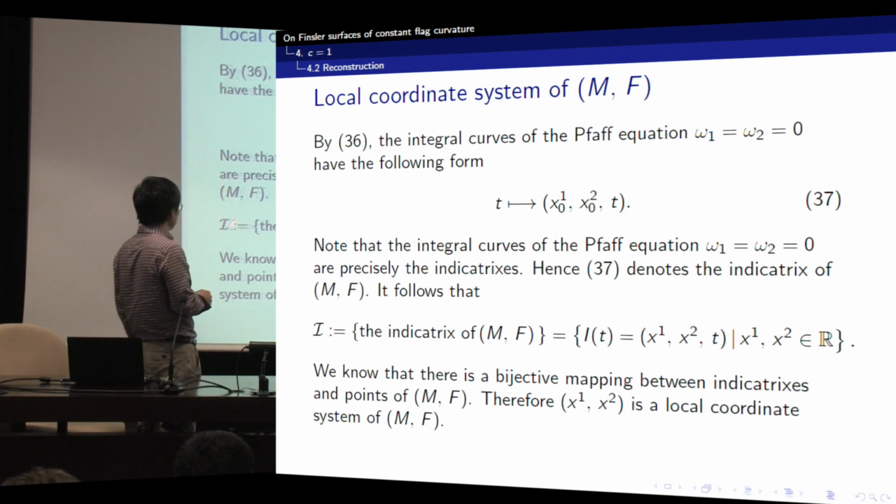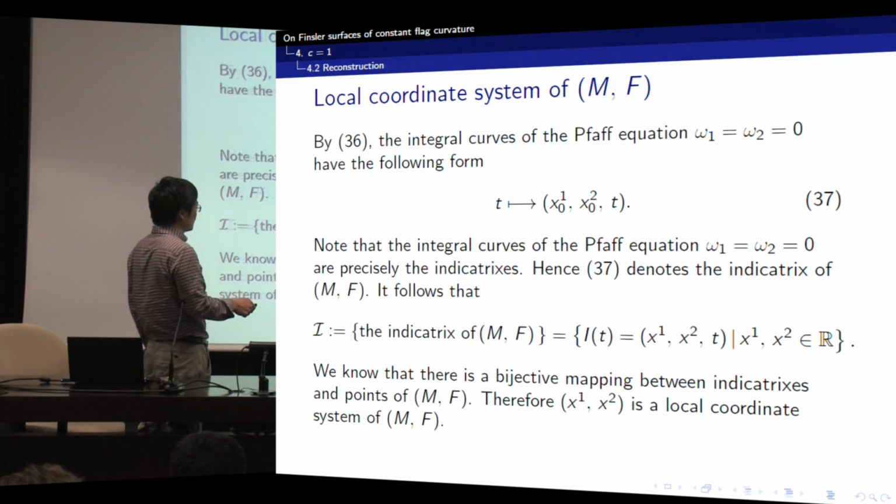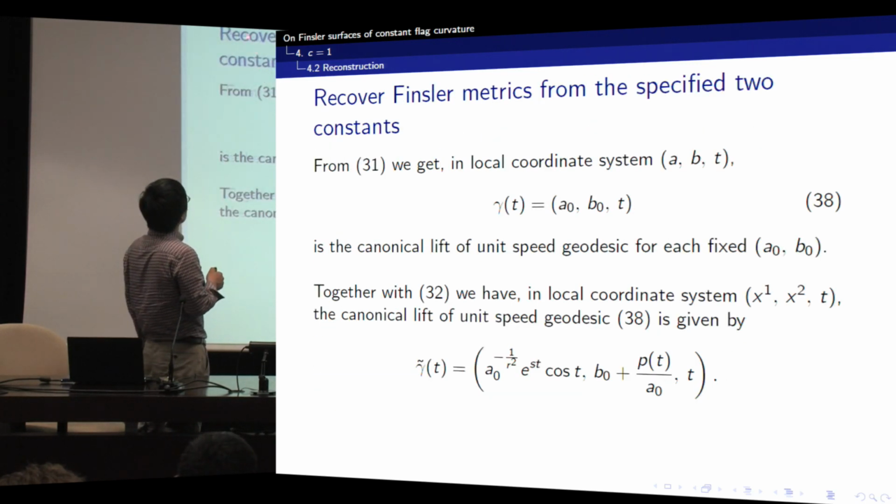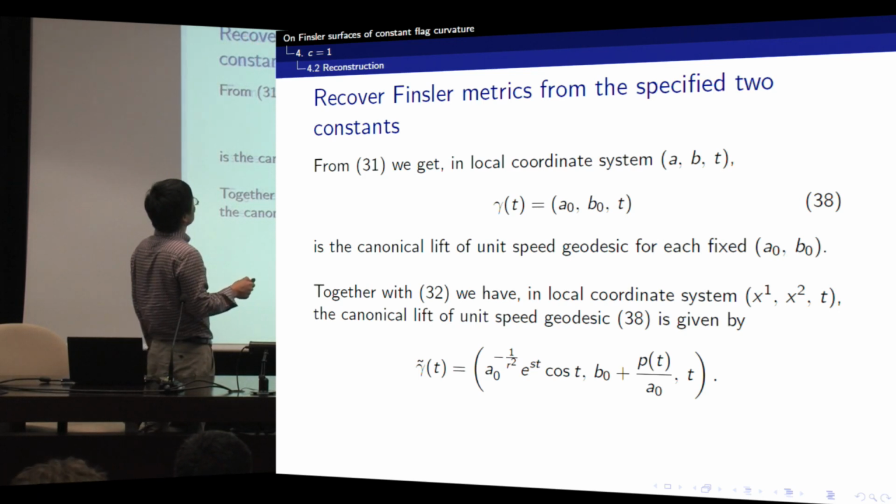It follows that this is a set of the index checks of the MF equals to I_T equal to x1, x2, t. Here, x1, x2 is a real number. We know there is a bijective mapping between the index checks and the points of the MF. And therefore, x1, x2 is a local coordinate system of MF. So now we recover the Finsler metric from the substituted two constants.